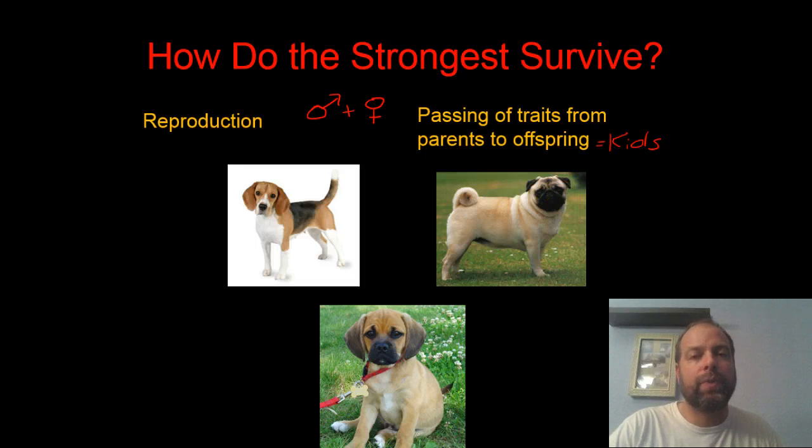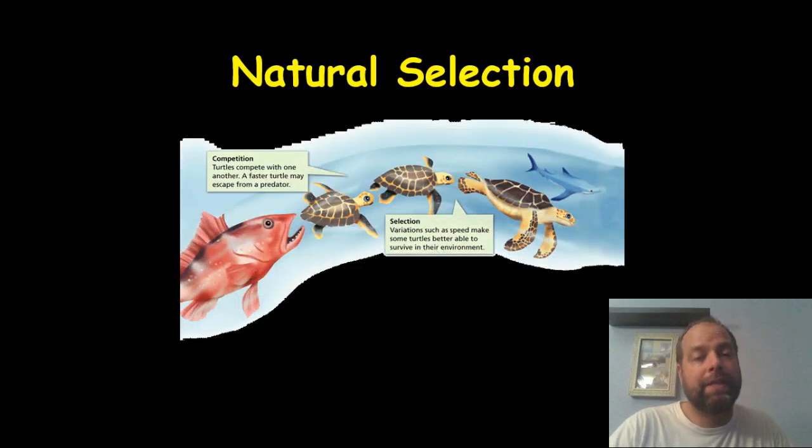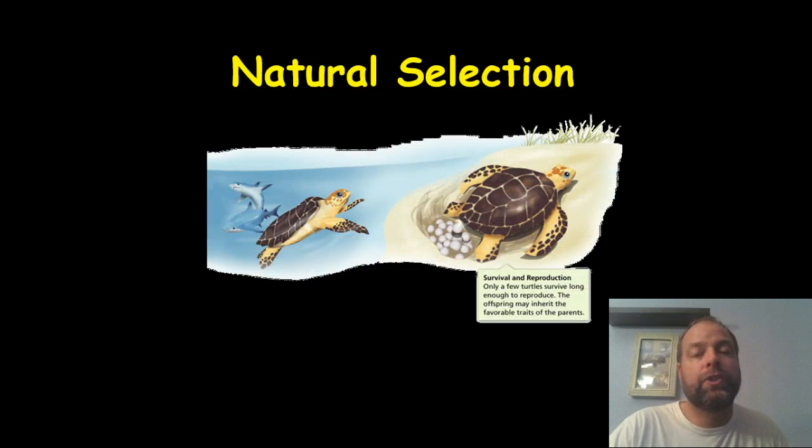So let's recap here. Charles Darwin, natural selection through overproduction. There's variation. There is competition. There is selection. Some animals survive, some don't, based on their traits. And then finally, there's survival and reproduction. And the kids will look like the parents. This is what Charles Darwin discovered in his voyage across the world in the HMS Beagle.